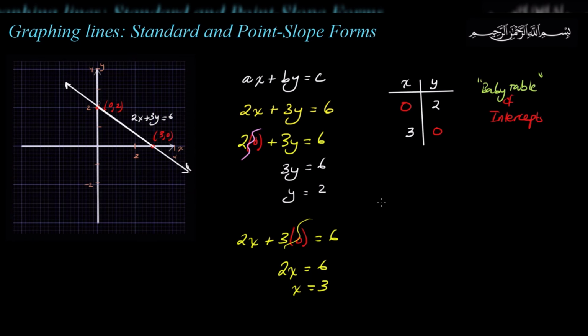So how do you graph a line that's given to you in the standard form? Well, you make the baby table of intercepts. How do you make it? Well, you draw this out. You put 0 here for x and 0 here for y, and then you substitute 0 for x and solve for y, and then substitute 0 for y and solve for x, and you have 2 points that you can use to graph the line. Okay, so that's how you graph a line that's given to you in the standard form.